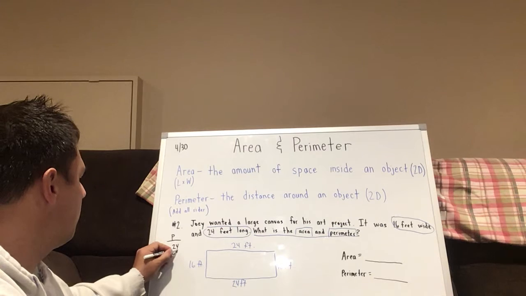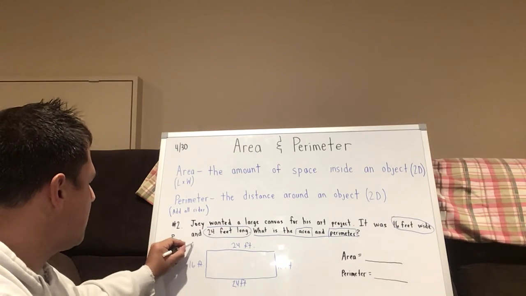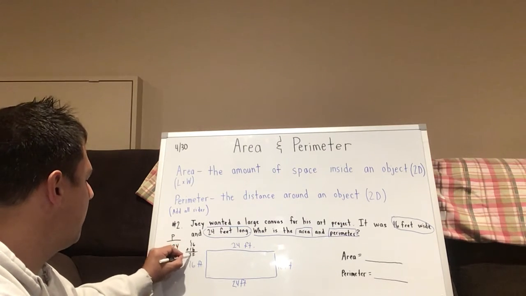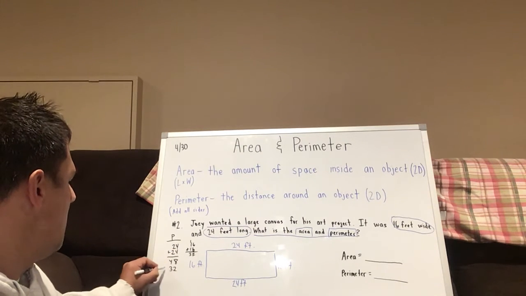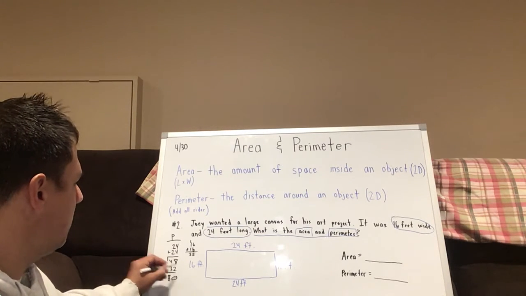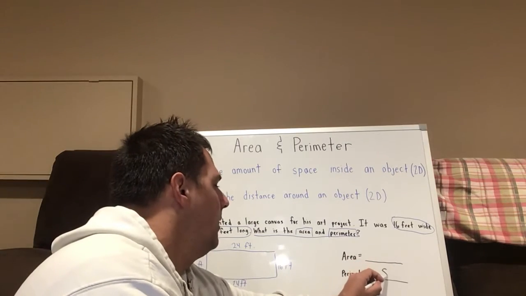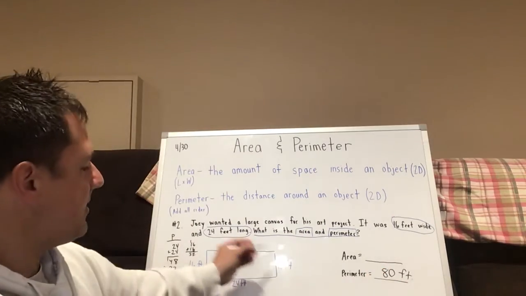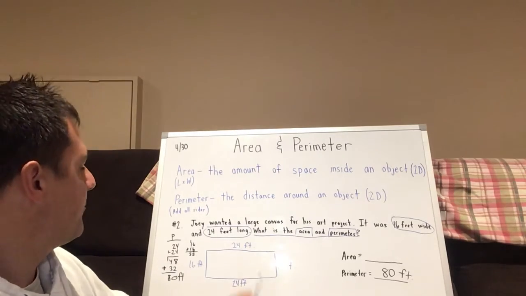24 plus 24, I know, is 48. For the other side, 16 plus 16: well, 6 plus 6 is 12, carry the 1, is 32. Now I'm going to add both of them together, and I get a total perimeter of 80 feet. So my perimeter is going to be 80 feet. Just a friendly reminder, if your units aren't specified, then we have to label them as units. But this time I'm telling you they're in feet.